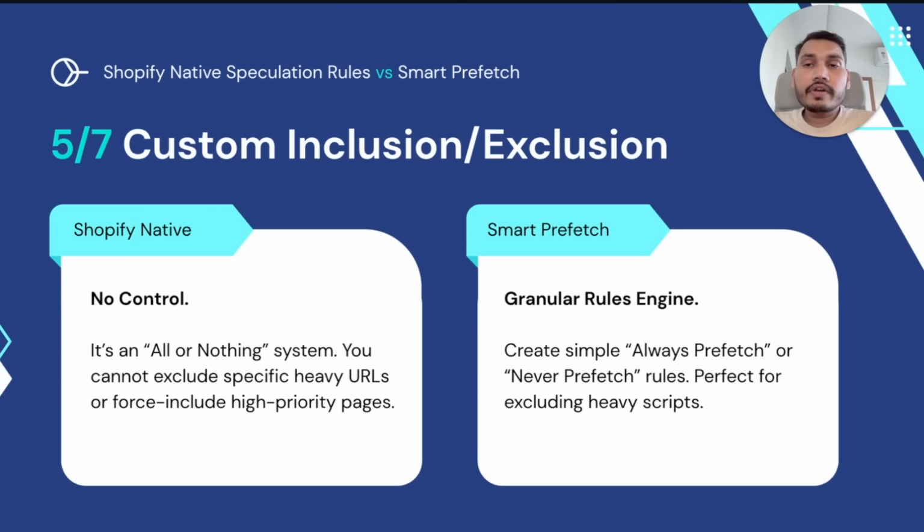The fifth big difference is about the custom inclusion and exclusion of URLs. Because Shopify's configuration is a platform-wide configuration, they don't have any additional settings for the shop owners to control this. So it's likely on or nothing. If you have this feature turned on, it's going to prefetch all the pages based on the standard Shopify rules. So if you have a page which you want to exclude from prefetching for several reasons, right? See, prefetching can do some harm as well.